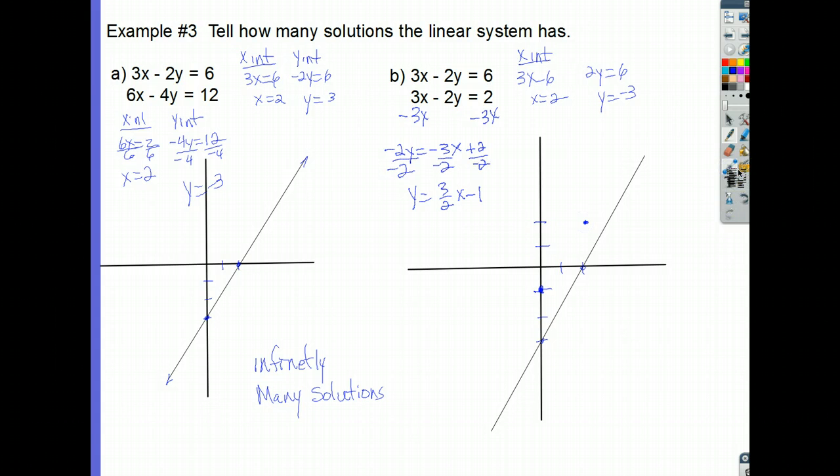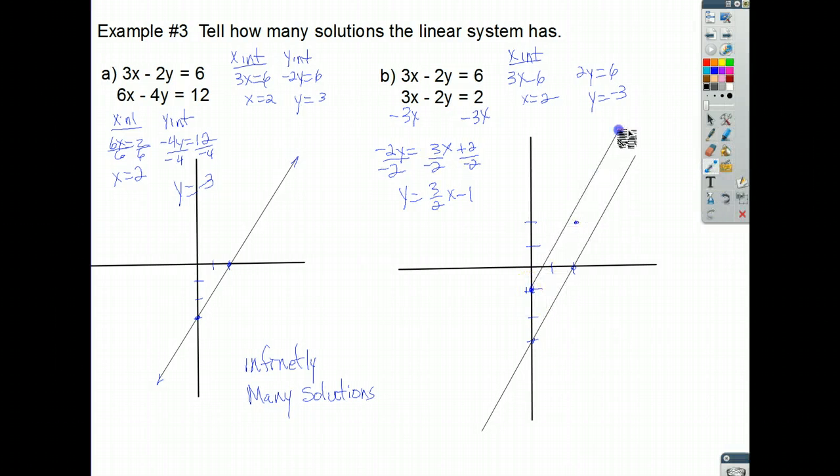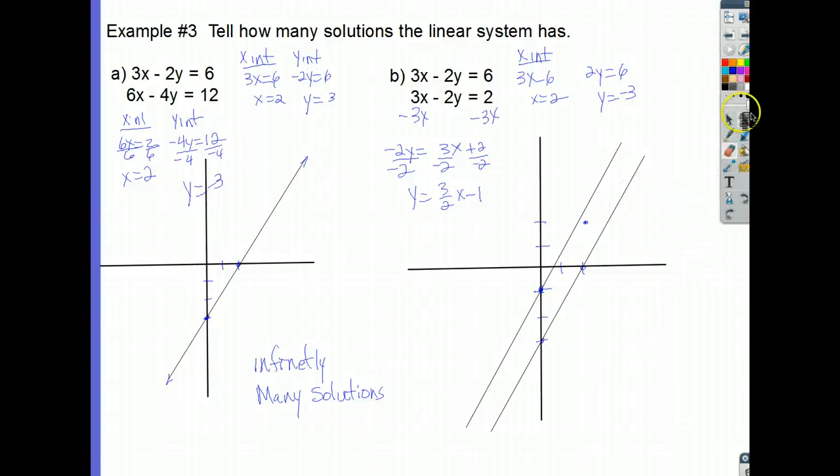And let's draw that line in. Okay, I sort of know how this is supposed to turn out here, so I'm going to adjust this a little bit. 3, 2 would probably be more in this area here. And if you're thinking that these lines look parallel, that's exactly right.